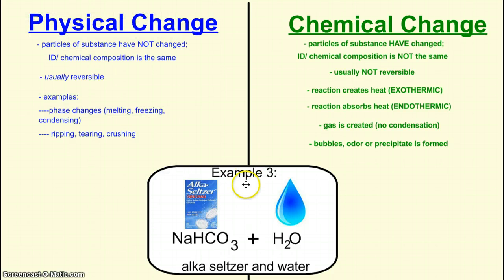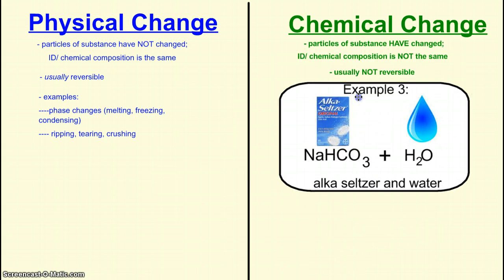Alright, there you go. So clearly you have bubbles that were formed. You have a gas that was created. I don't know about the heat. I don't know if there was any heat being produced or absorbed, but I do know that it's not reversible. I can't get that nice Alka-Seltzer tab back. So that's definitely a chemical change. Adding those two reactants creates a chemical change.